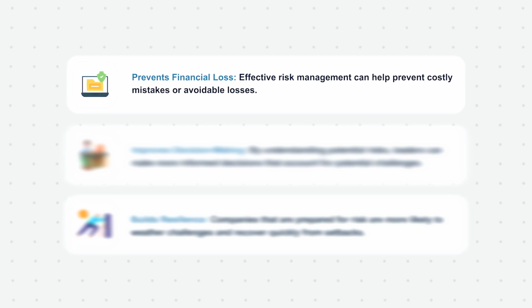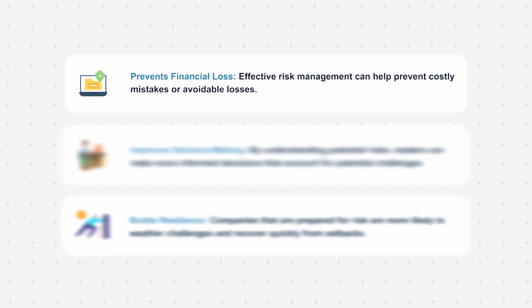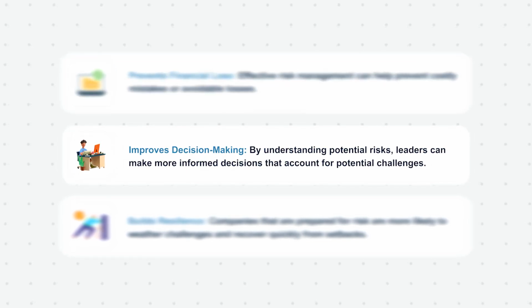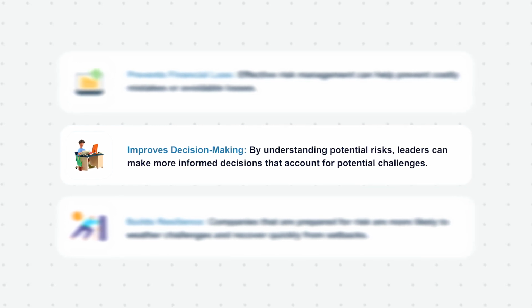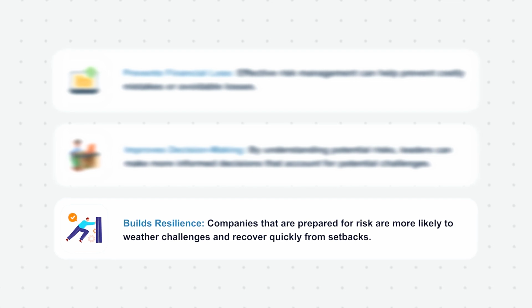Prevents financial loss. Effective risk management can help prevent costly mistakes or avoidable losses. Improves decision making. By understanding potential risks, leaders can make more informed decisions that account for potential challenges. Builds resilience. Companies that are prepared for risk are more likely to weather challenges and recover quickly from setbacks.